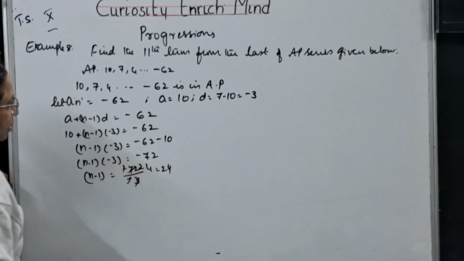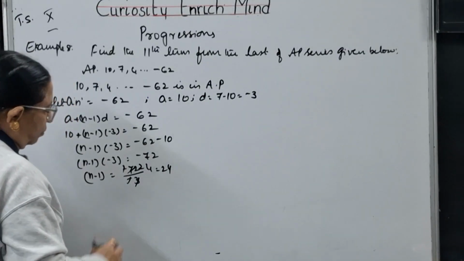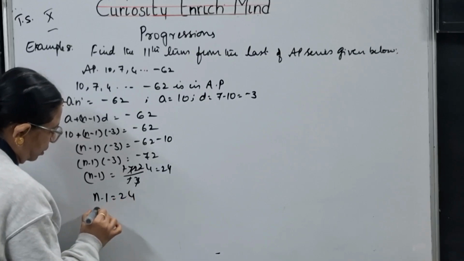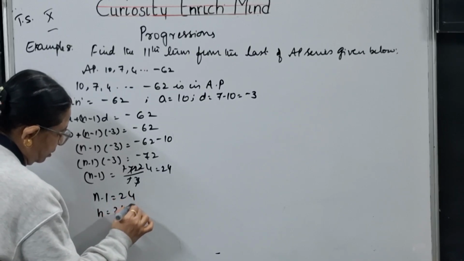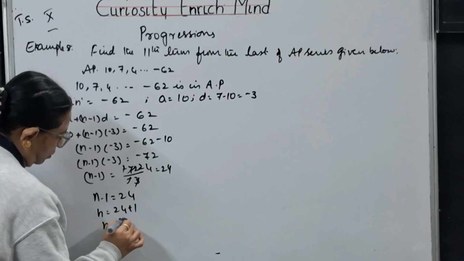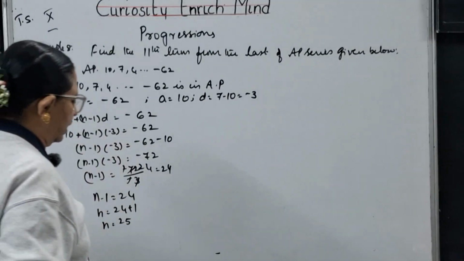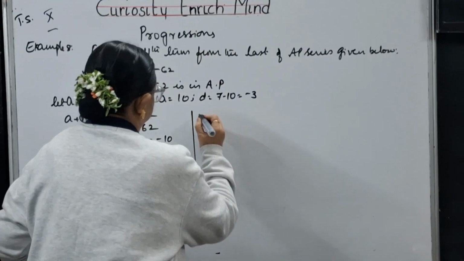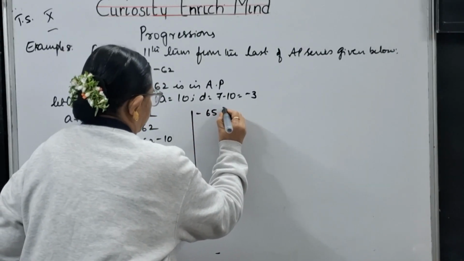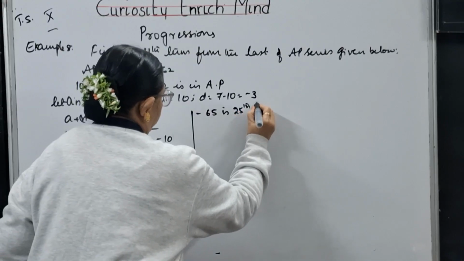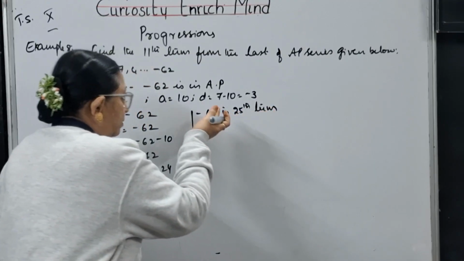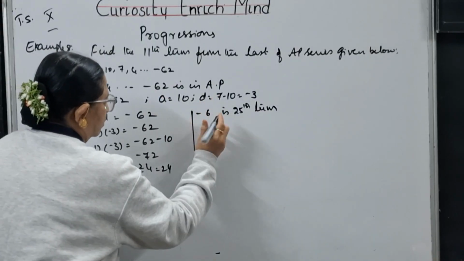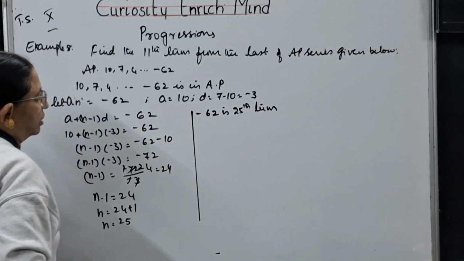So you are getting 24. So A is 24 means n minus 1 is equal to 24. So what is n? 24 plus 1, that is n is equal to 25. So actually minus 65 is the 25th term. Now from this minus 65, this is minus 62, not minus 60. Minus 62 is the 25th term.